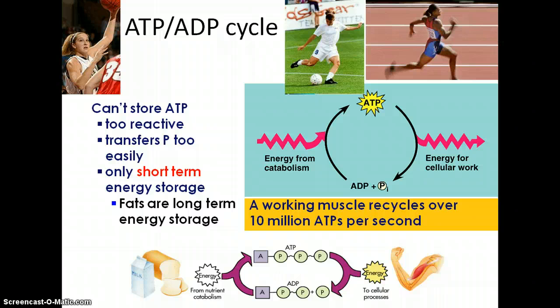It wants to get rid of that last phosphate. So it's only used for short-term energy. But here's how it works. Take a look at this picture down here. We have the food that we eat. It gets broken down, catabolized into something like glucose, the piece of bread here.